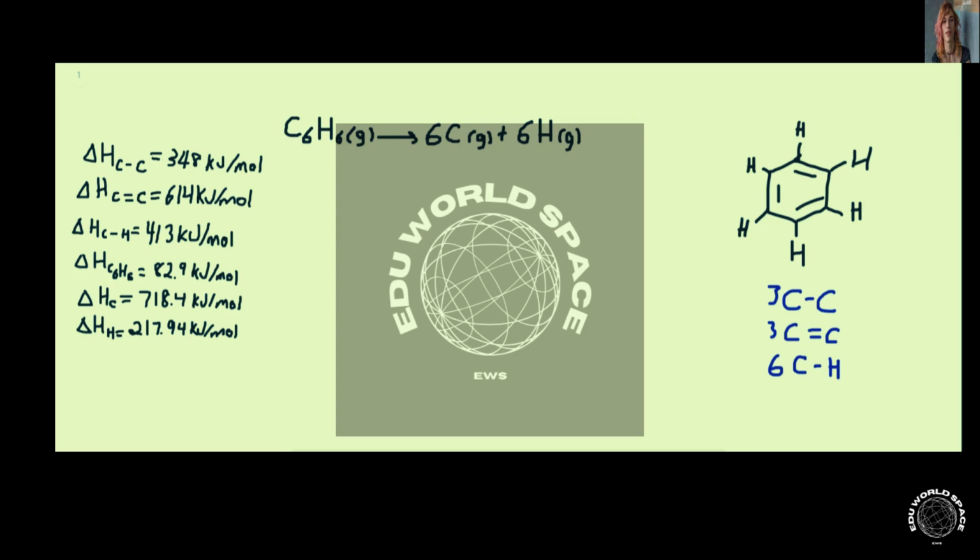So let's start with delta H. These are our enthalpies right here, the bond enthalpies, and these are delta H formation. So we have our benzene structure right here. We have 3 C-C single bonds, 3 C=C double bonds, and 6 C-H bonds. So let's add this up.